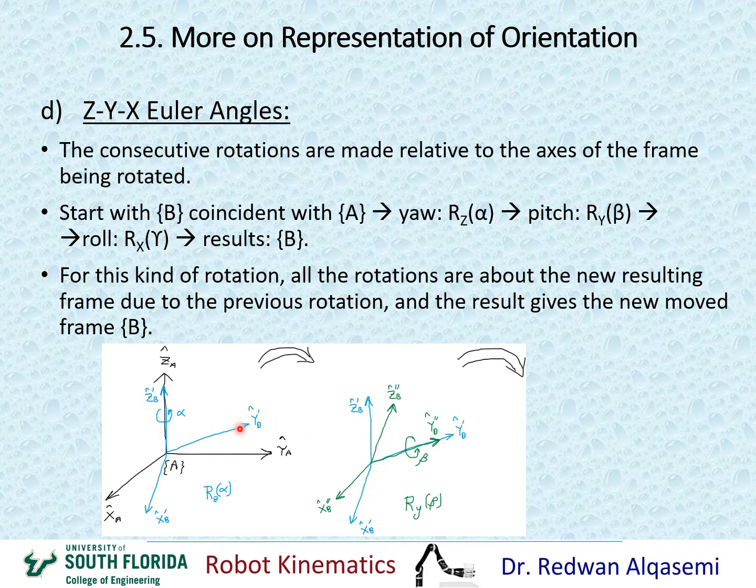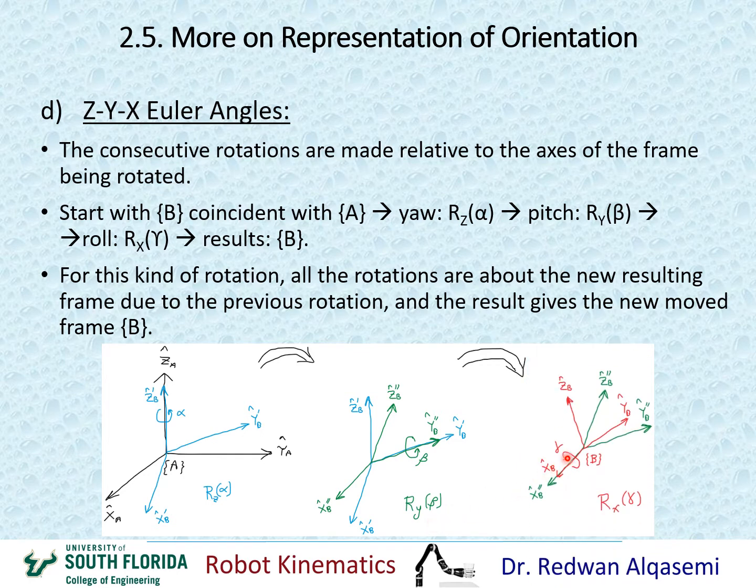Once I do the second rotation about Y of the new resulting frame by beta, I will get this green frame. That's my second rotation, about Y by beta. Then for my third rotation, that green frame is from here. The new rotation I do is about the x-axis of the new frame, which is the frame here that was green. This is my new x-axis.